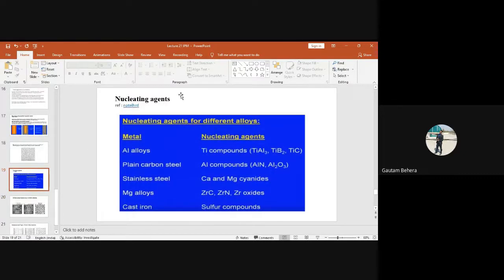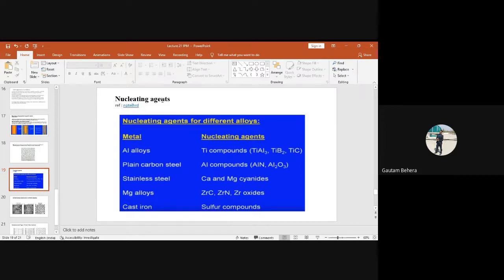Now, nucleating agents. Nucleating agents are also called inoculants, as I have told, which are nothing but foreign particles intentionally added to the liquid alloys so that heterogeneous nucleation can start everywhere. And you will end up with what? Equiaxed grain. So, you have to remember this point. The first important point is what? We always require equiaxed grain in our metals or alloys during solidification.